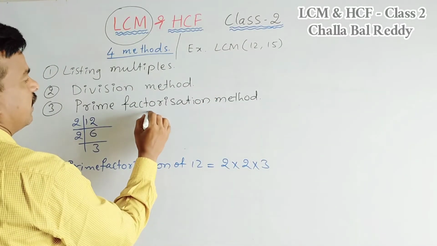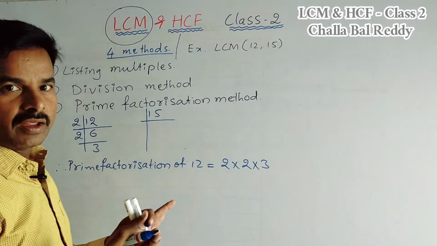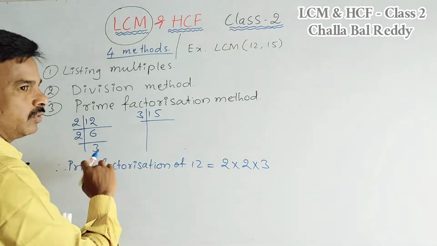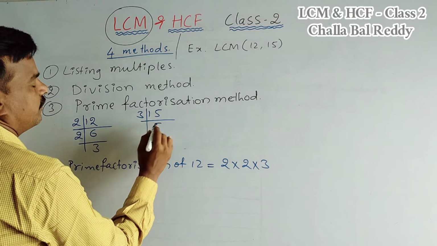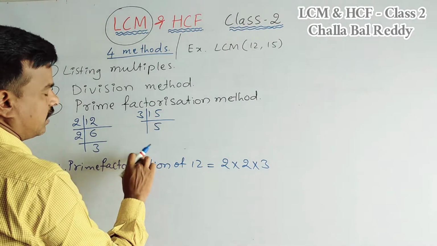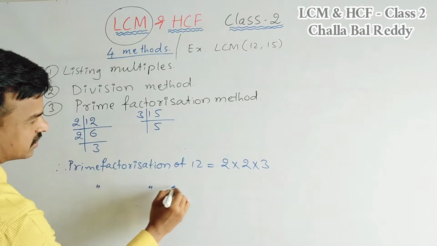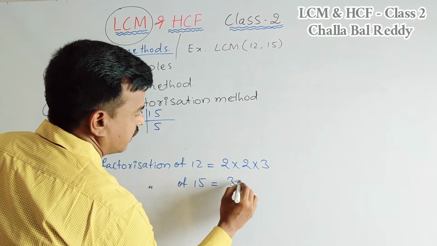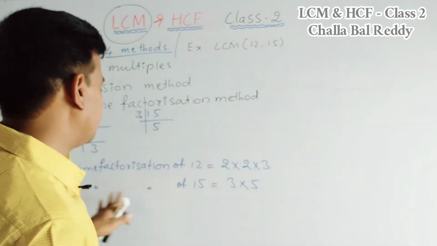Also we take 15 and factorize it. This 15 is not divisible by 2, so we take the next prime number, that is 3. 3 fives are 15. 5 is a prime number only. Then we stop the process, and the prime factorization of 15 is equal to 3 into 5. Okay, this prime factorization is completed.